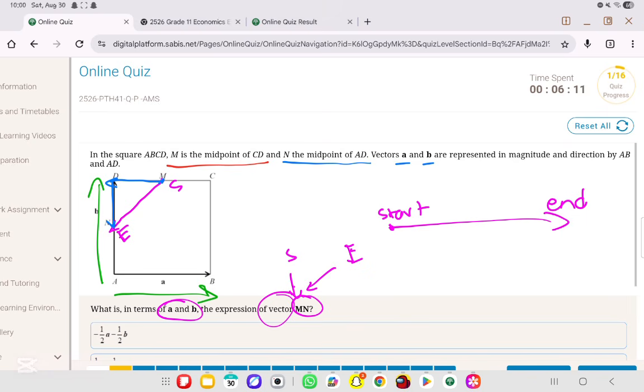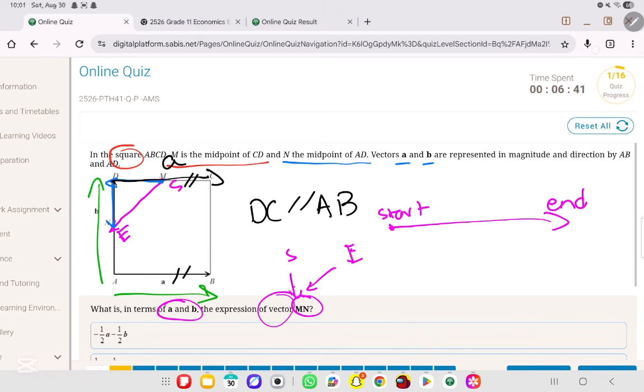Now, here is something very important. They told us it's square ABCD. Because it is a square, what does this mean? This means that DC is parallel to AB. And because they are parallel, that means they are the same value. So because it's a square, of course, that means AB is equal to DC. So of course in this direction, it's going to be A.